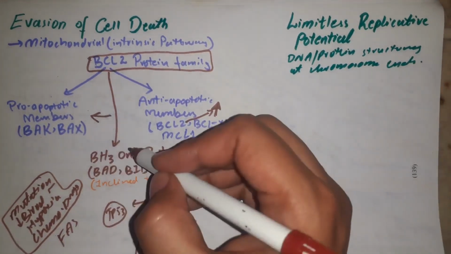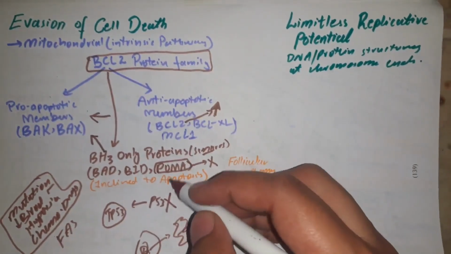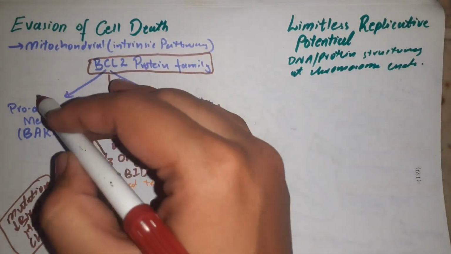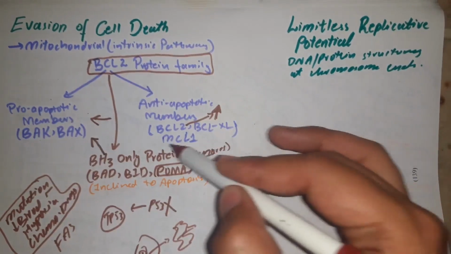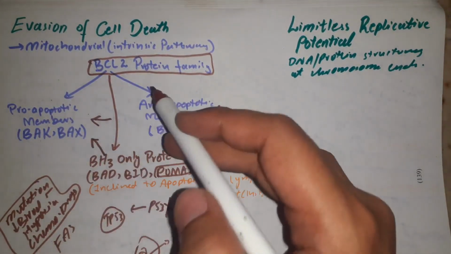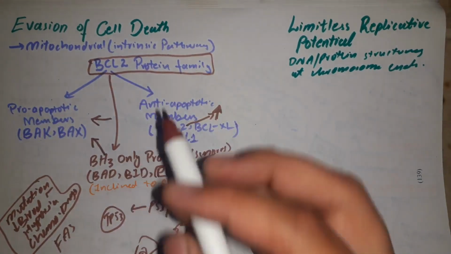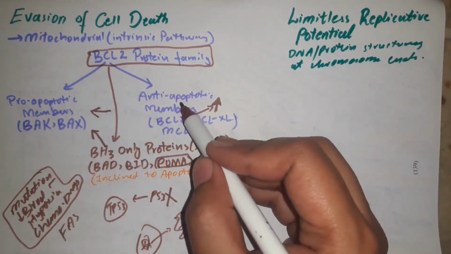So this third class of protein is also inclined to apoptosis, so you can call them pro-apoptotic also. This entire set you can call pro-apoptotic, and this set is anti-apoptotic. So cancer cells want to avoid apoptosis. In order to avoid apoptosis, what do they do? They upregulate these anti-apoptotic members.